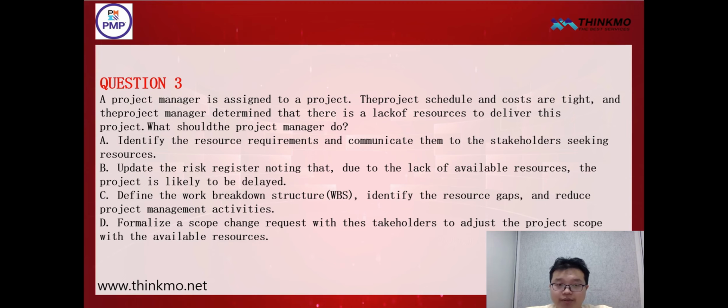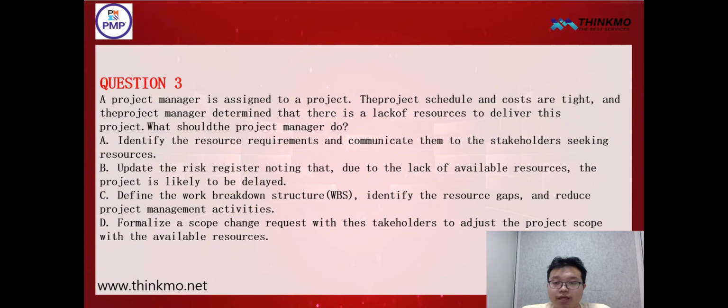So naturally, we should choose option A, because with option A, we are identifying resource needs and communicating with stakeholders to seek resources. In our current project, what is the main issue? It's a lack of resources, right? There aren't really any other major problems at the moment. Since you are lacking resources, once we supplement these resources, that will provide the greatest help to our project.